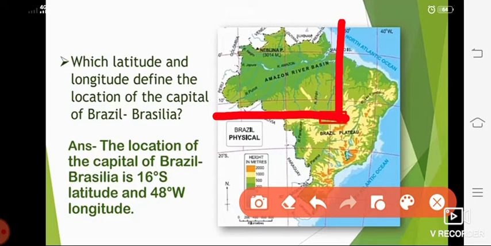Okay, so the location of the capital of Brazil, that is Brasilia, is 13 degree south latitude and 48 degree west longitude. You can see a 40 degree west, no? So this whole Brazil, keep in mind, latitudinal it will come north and south, and longitudinal it will come west. But most of the latitudinal area is in south. Yeah, so that's the answer. Did you understand the first question?